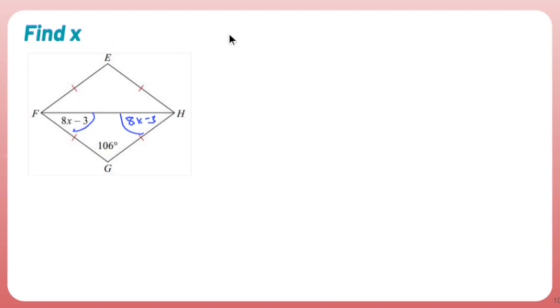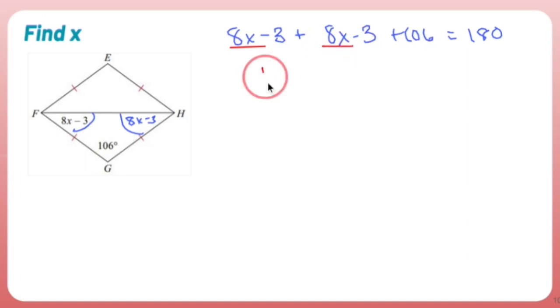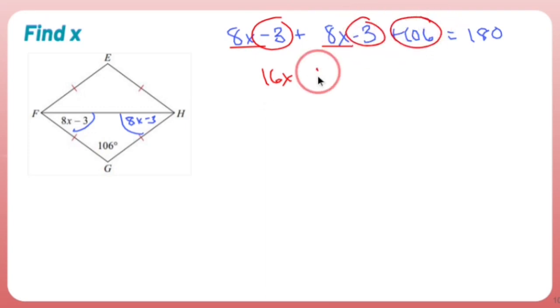So the three angles of a triangle add up to 180 degrees. So 8x minus 3 plus another 8x minus 3 plus 106 equals 180. Now, if you're wondering, couldn't I have just done 2 times parentheses 8x minus 3? Sure. But I set it up this way, and I'm not erasing a thing. So I have 8x, 8x, that's 16x. We're combining like terms. I have negative 3, another negative 3, which is negative 6, and 106, which is a perfect 100.